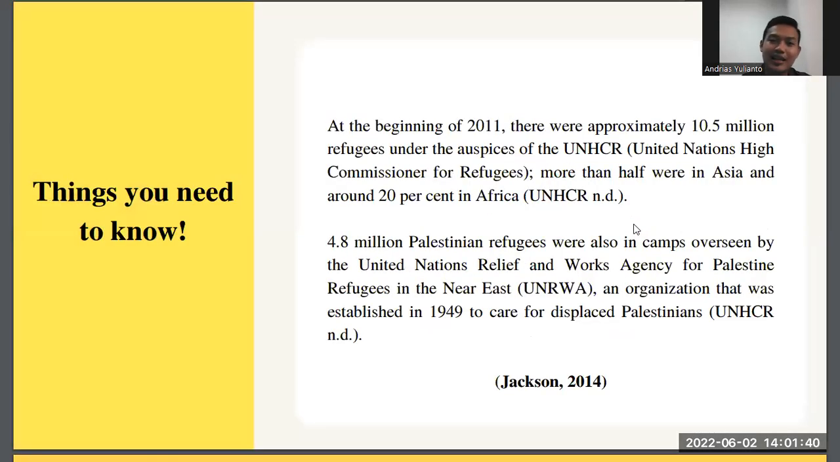At the beginning of 2011, there were approximately 10.5 million refugees under the auspices of the UNHCR, the United Nations High Commissioner for Refugees. More than half were in Asia and around 20% in Africa. 4.8 million Palestinian refugees were also in camps overseen by the United Nations Relief and Works Agency for Palestine Refugees in the Near East, UNRWA, an organization that was established in 1949 to care for displaced Palestinians.